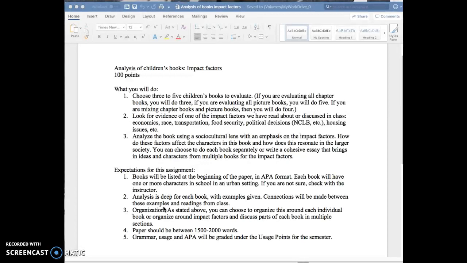So you will choose 3 to 5 books to evaluate. And just to clarify, if you are doing all chapter books, you'll do 3. If you're doing all picture books, you'll do 5. And if you're doing a mix, you'll do 4.